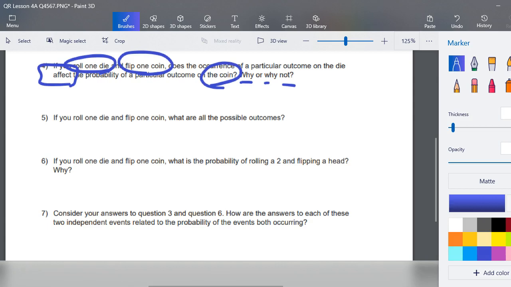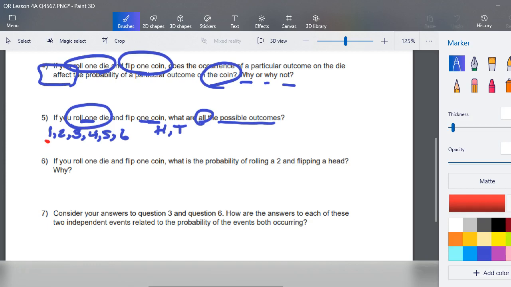If you roll one die and flip one coin, what are all the possible outcomes? So I've got a coin and a die happening at the same time. We're going to look for a pattern. So I'm going to start here with the die. And remember earlier how I said the pattern starts with the least, going to the greatest. And then on the coin, the pattern was, well, we've got one side or the other. So I'm going to start right here with 1 and work it all the way through.